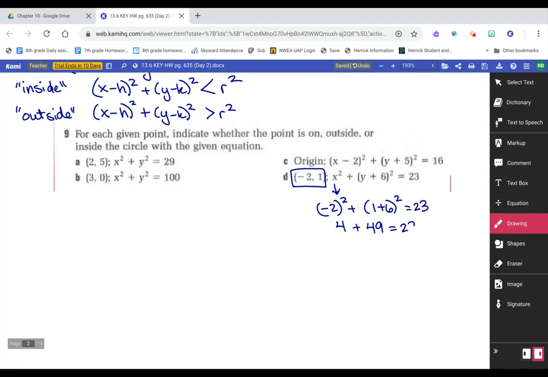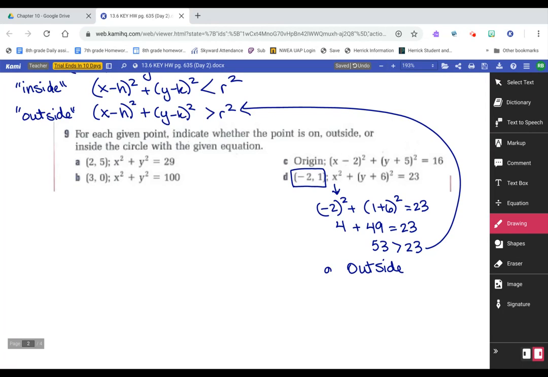Is that equal to 23? Well, it's not equal. We end up getting 53, which is going to be greater than 23. Since 53 is greater than 23, and 23 is the radius squared, we end up being outside. So for letter D, that point is outside the circle, or the graph, which is a circle. You can do the rest of number 9 on your own.